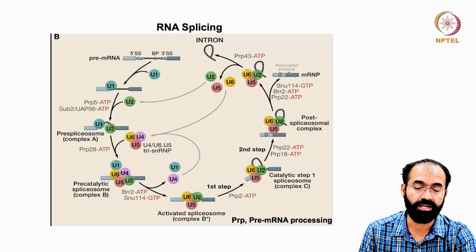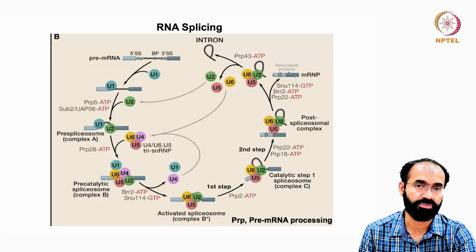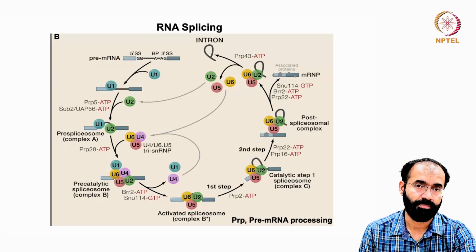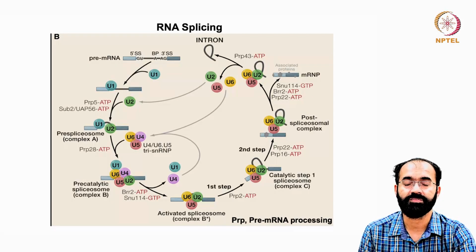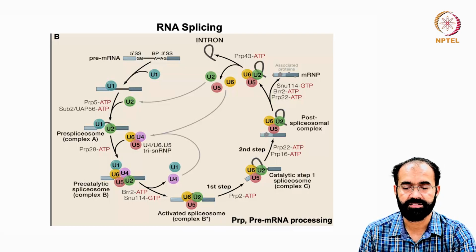You can calculate how many ATPs are utilized in one cycle of splicing reaction. 1, 2, 3, 4, 5, 6, 7, 8, 9, 10 ATPs are used and 2 GTPs are used. So a total of 12 are used per splicing reaction between two exons. You need roughly 12 energy-yielding molecules, 10 ATP and 2 GTP.